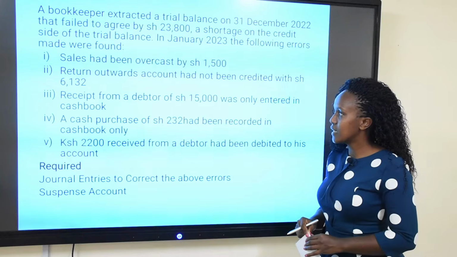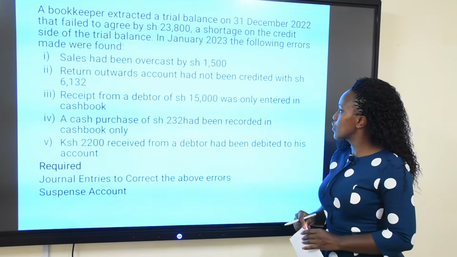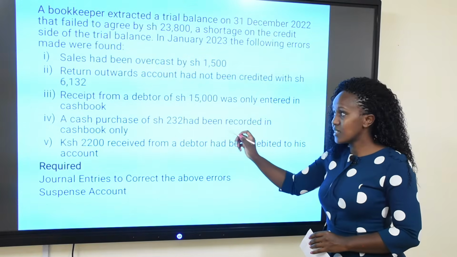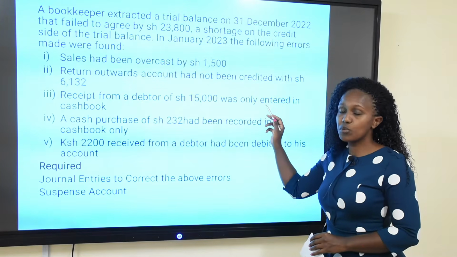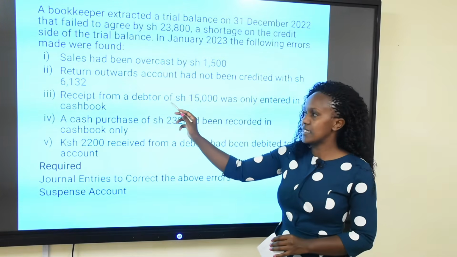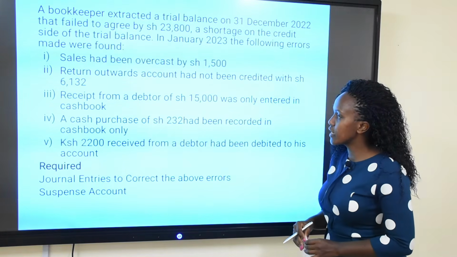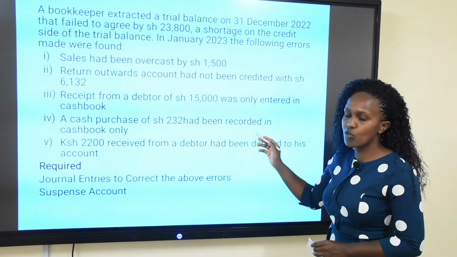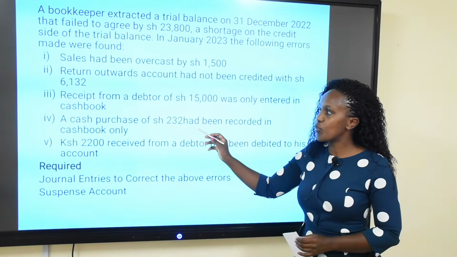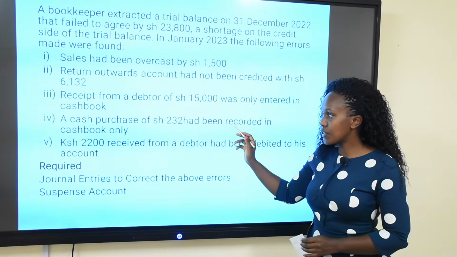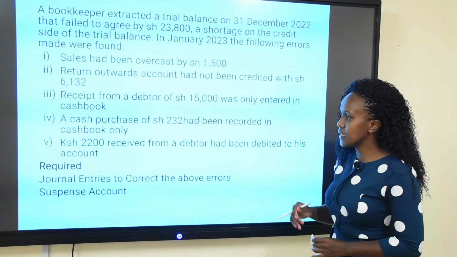Receipt from a debtor of shillings 15,000 was only entered in the cash book. This is single posting. They put it in the cash book, but they forgot to put it in the debtor's account. Then a cash purchase of shillings 232 had been recorded in cash book only. Again, another single posting. It was recorded in cash book only.